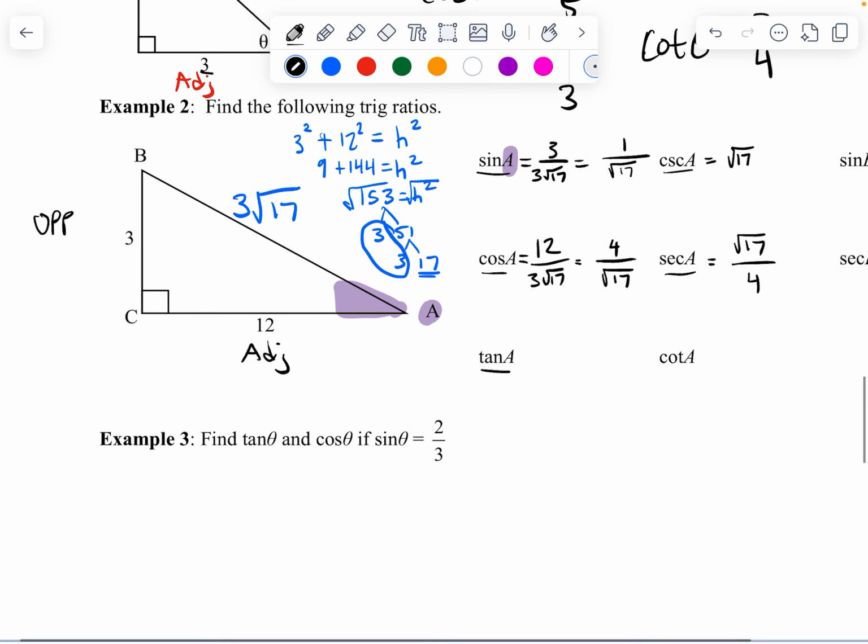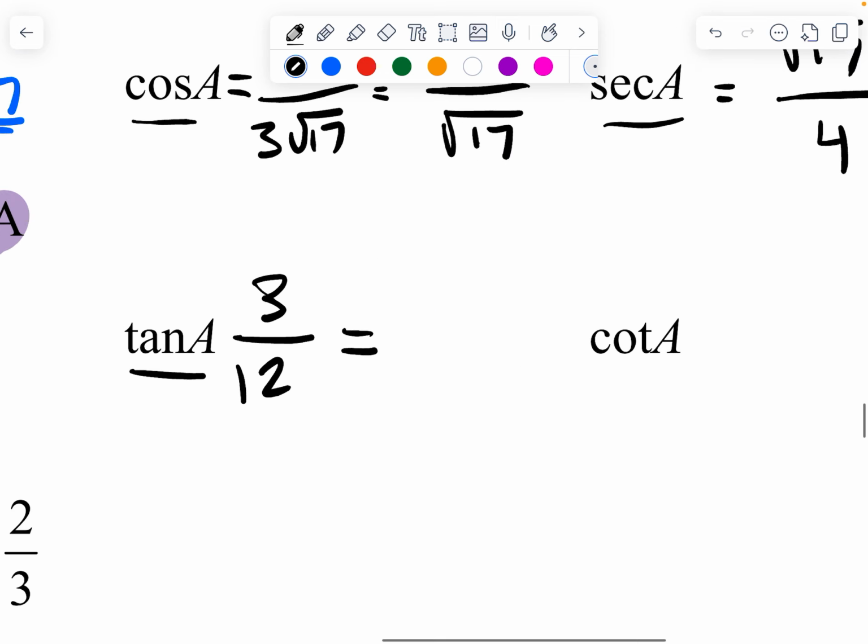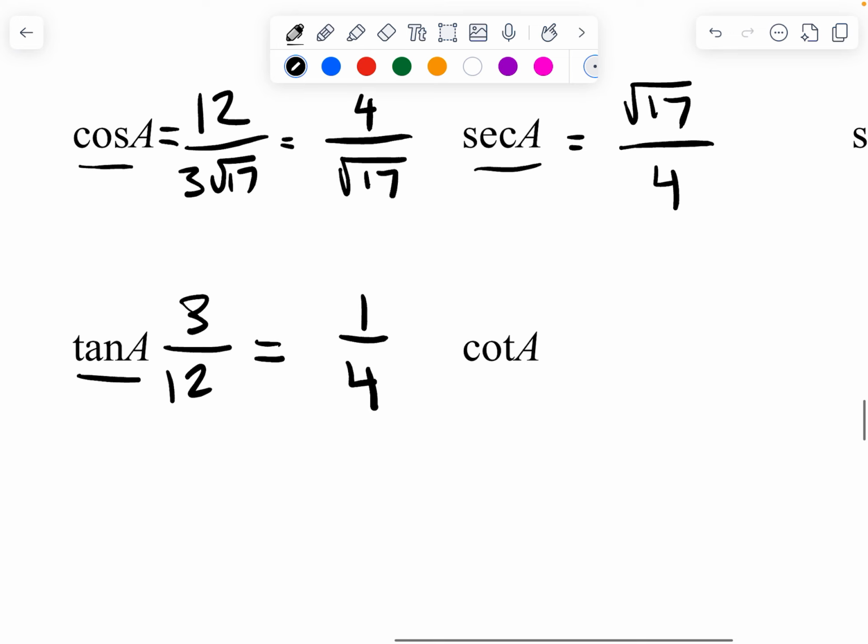All right, tangent from a reference angle of A is the opposite over adjacent. So opposite is 3, adjacent is 12. 3 over 12 simplifies to 1 over 4. Its reciprocal is cotangent, so 1 over 4 flipped is 4 over 1, or in other words, 4.